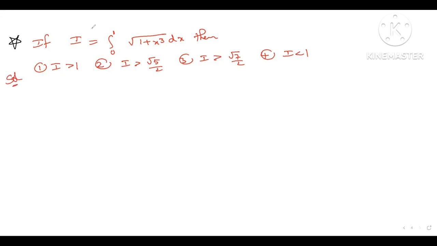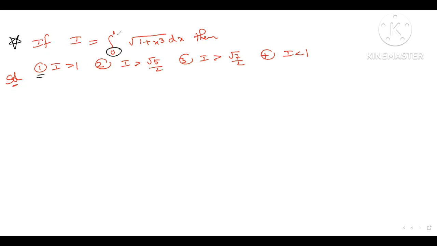Well, let us go to the next problem. Here I is equal to integral 0 to 1 of root under 1 plus x cube dx, given. The options: first option, I greater than 1; second option, I greater than root 5 by 2; third option, I greater than root 7 by 2; fourth option, I less than 1. How can we solve this problem?